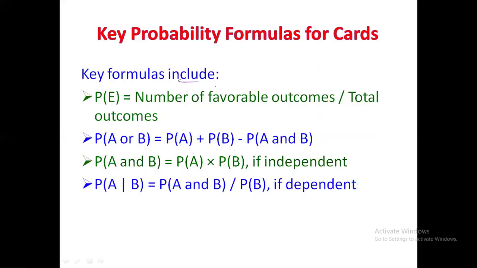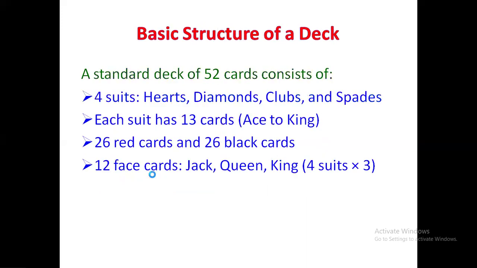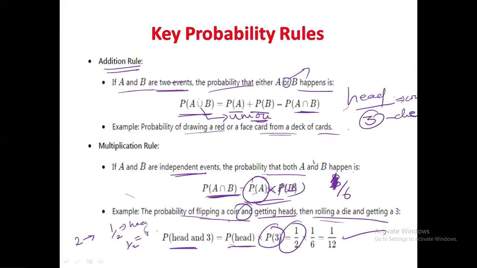And the key formulas, as I've said: number of favorable outcomes divided by total outcomes. For the OR operation, we can write probability of A plus probability of B minus probability of A intersection B. And the probability of A and B for independent events uses the multiplication rule.